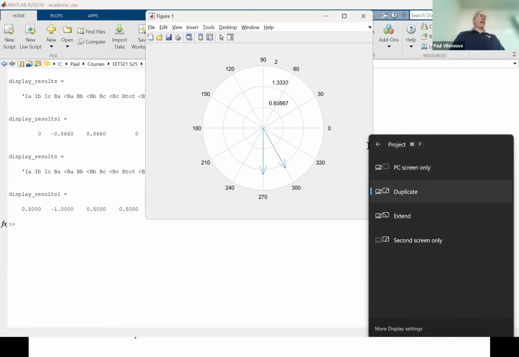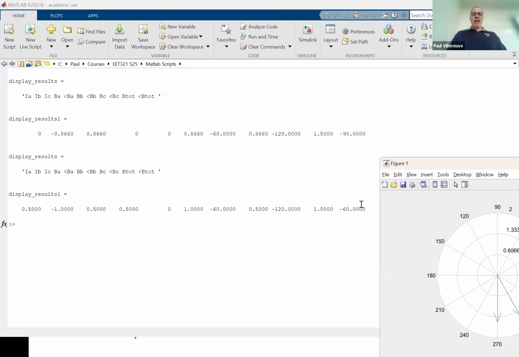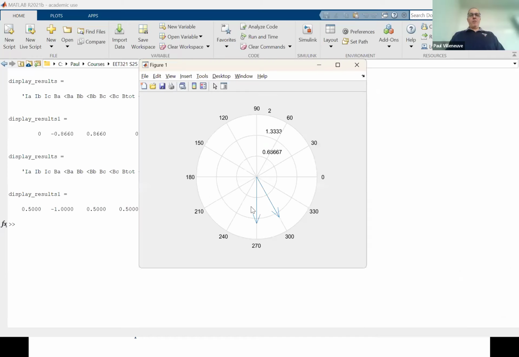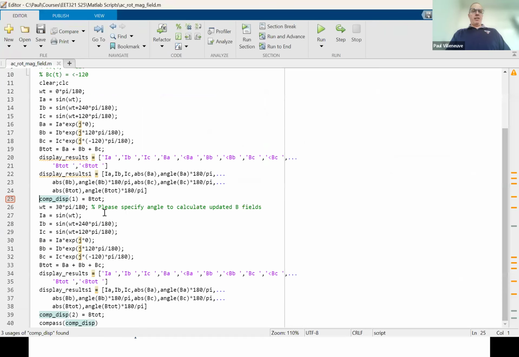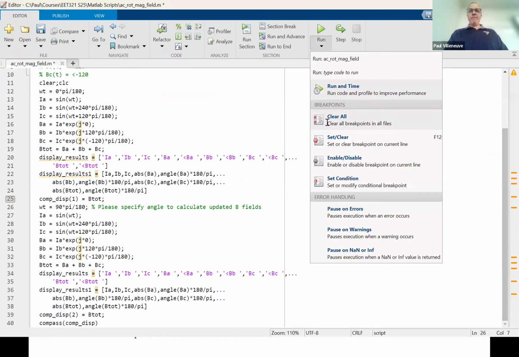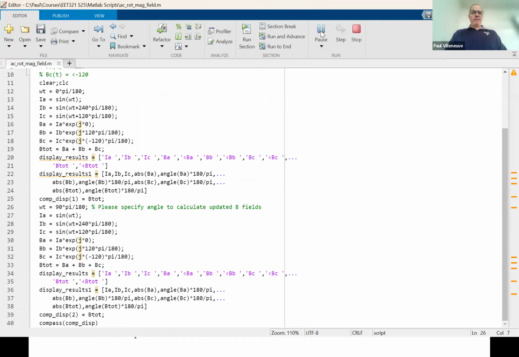was at an angle of minus 90. Now it's at an angle of minus 60. So I went from here to here, which would indicate the direction is counterclockwise. I can do that all I want instead of 30 degrees. Let's say I want it to be 90 degrees. And I'm going to clear my breakpoints. Now I'm going to run it.